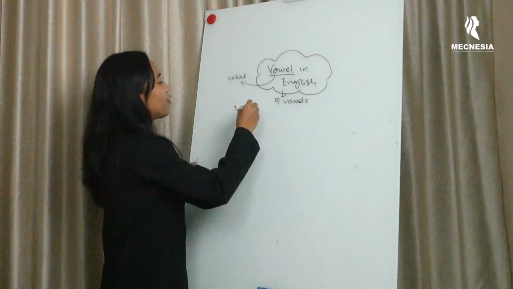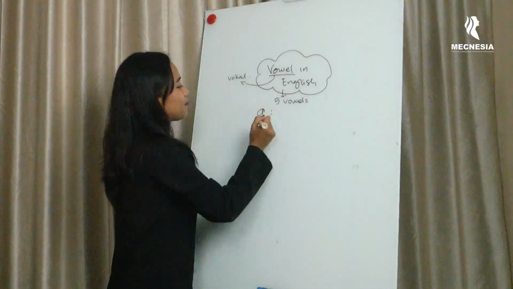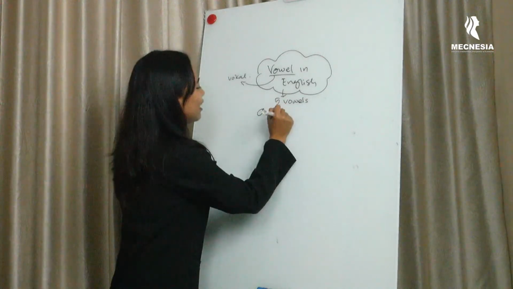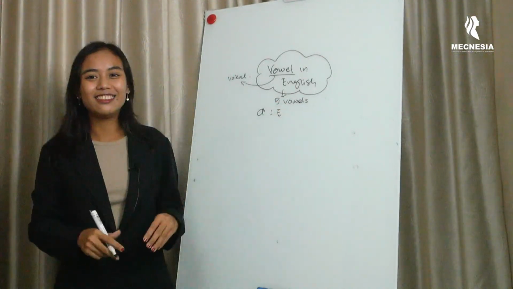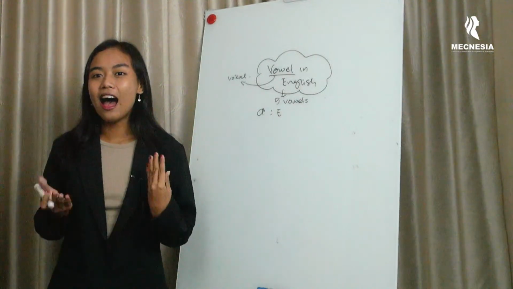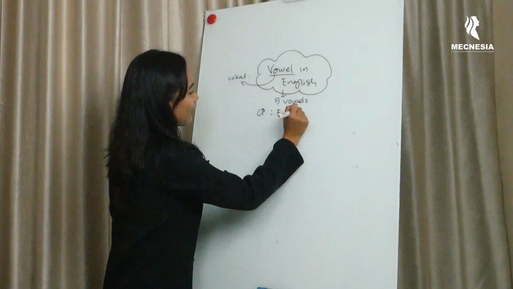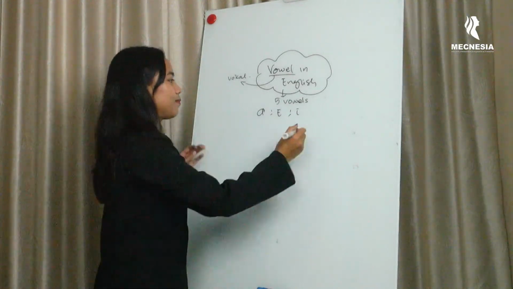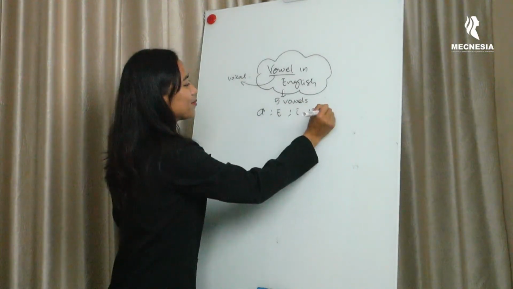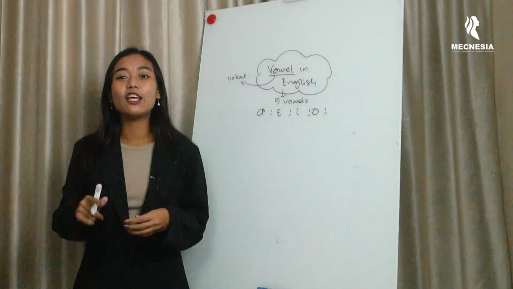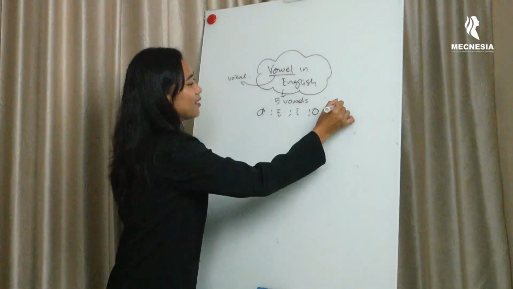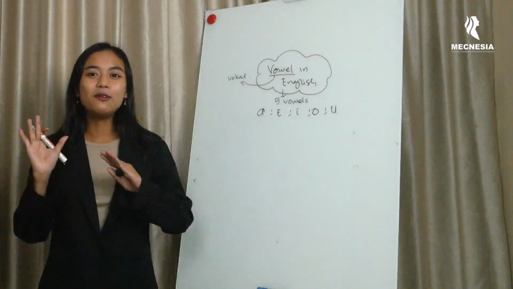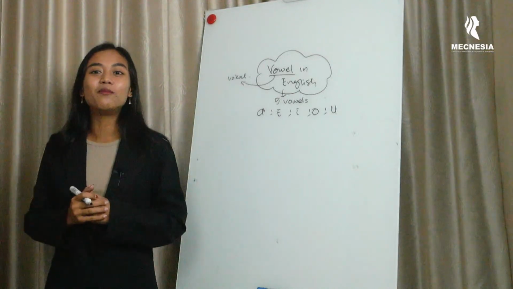So the first we have A. Next, we have E. The next one we have I. Next, we have O. The next one is U. Okay, so those are the 5 vowels we have. Jadi itu 5 huruf vokal yang kita punya dalam bahasa Inggris.